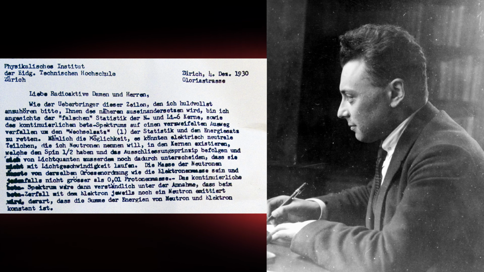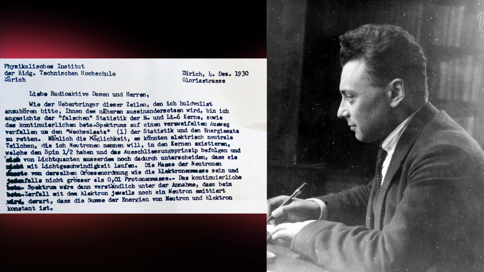He writes it in a letter that begins with, "Dear radioactive ladies and gentlemen." In this letter, he details that in the beta decay process, something with mass and energy seemed to be missing from the particles detected after the decay occurred. He reasoned that something was there and that we were just unable to detect it. He called it a neutron, but we now know it as a neutrino.